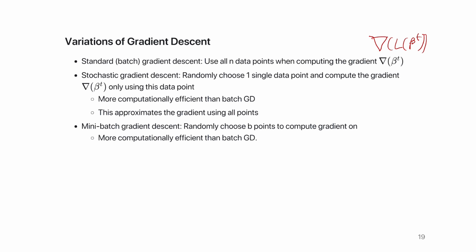And then we have mini batch gradient descent, which is where you randomly choose b points to compute the gradient on. So it's stochastic gradient descent, but basically you have b points instead of one point. Okay.